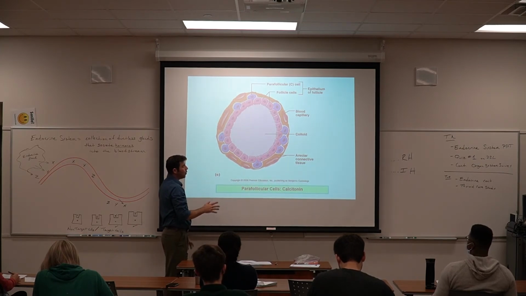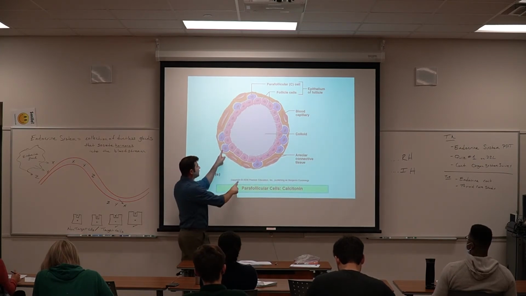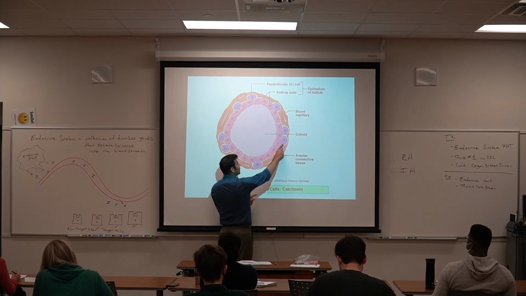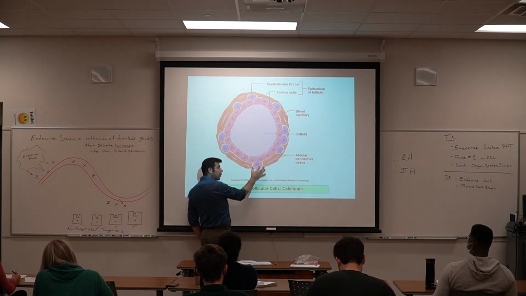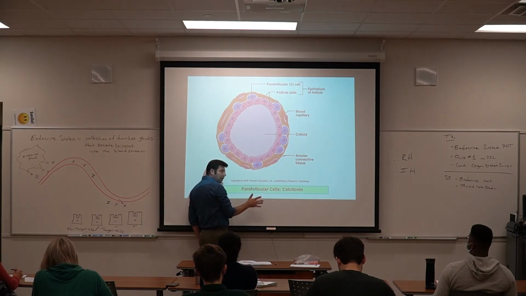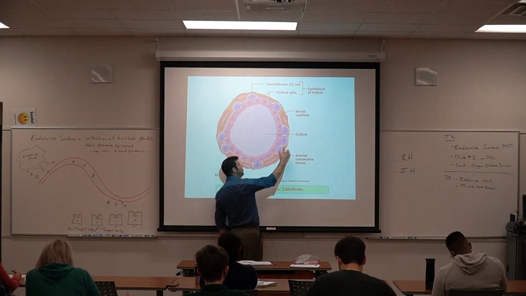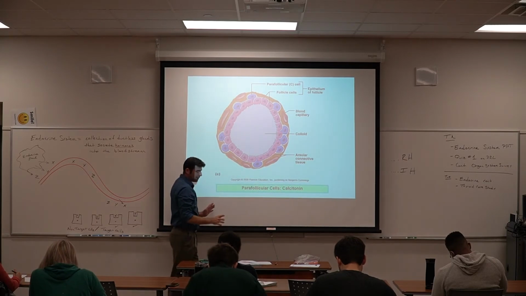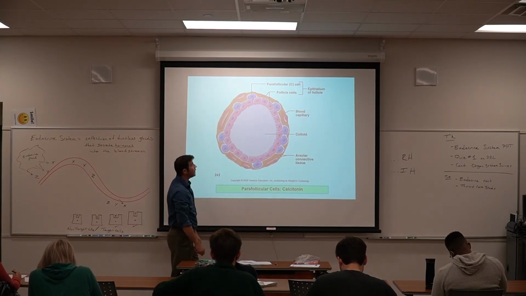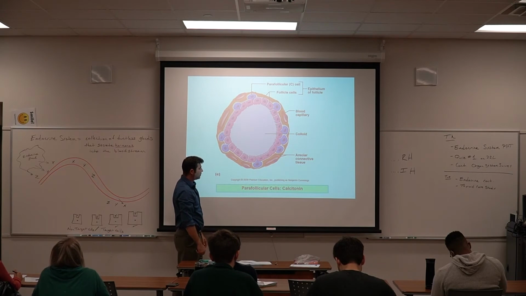Okay, that's one of the cells. The other cell that you can see here are these blue cells that are not directly touching the follicle, but they're close. So we don't call them follicular cells, we call them parafollicular cells, indicating they're close to that follicle. They don't produce T3 or T4. Instead, they are going to produce what we call calcitonin.